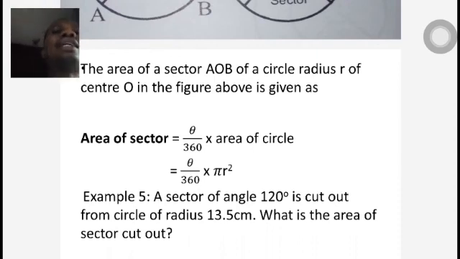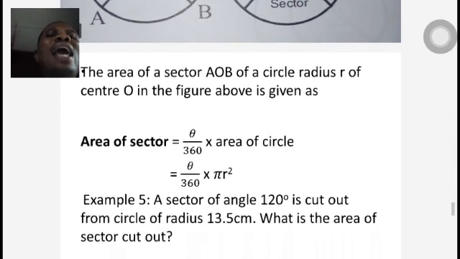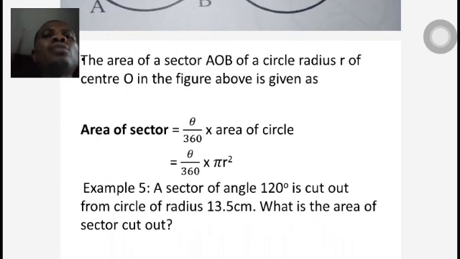It's more or less like the length of an arc of a circle. So the angle subtended at the center over the total angle of a circle, multiplied by the area of a circle, gives us the area of a sector. Simple as that. So the area of a sector now is what? Theta over 360 times pi r squared. That is the area of a circle, pi r squared.